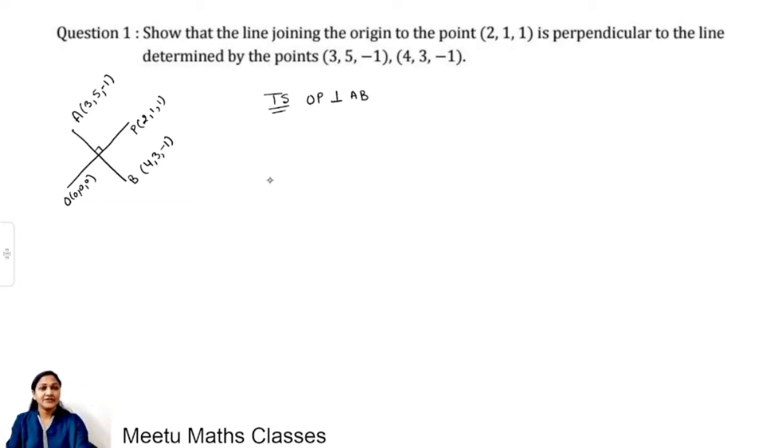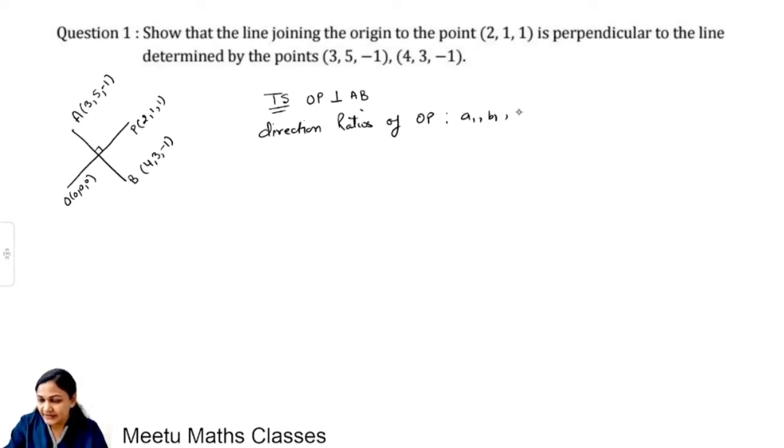Now, in three-dimensional geometry, two lines are perpendicular if and only if the dot product of their direction ratios, of their direction vectors, must be equal to zero. So what will you do? You are supposed to find out the direction ratios of these two lines. So direction ratios of OP, suppose A1, B1, C1, is equal to OP.